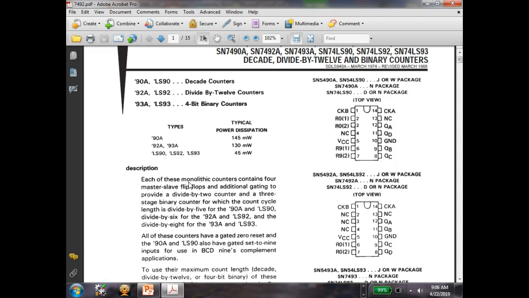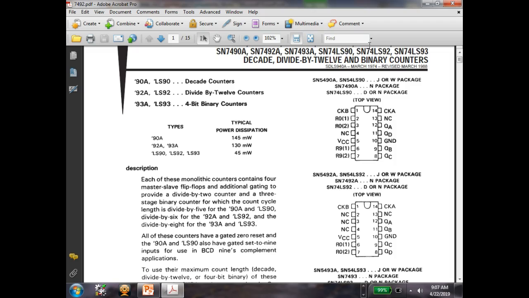So if I feed a divide by 2 into a divide by 8, I'm going to get a divide by 16, right? You understand that? If I take a divide by 2 and feed it into a divide by 6, I'm going to get a divide by 12. Now, why do we need a divide by 12? I have no idea. I've never used the 7492 before.